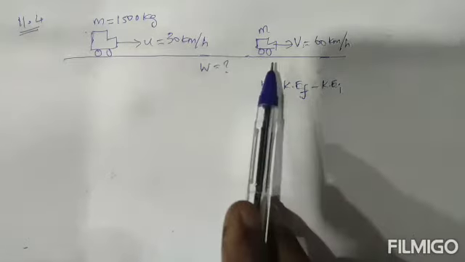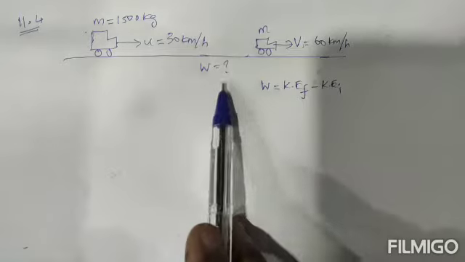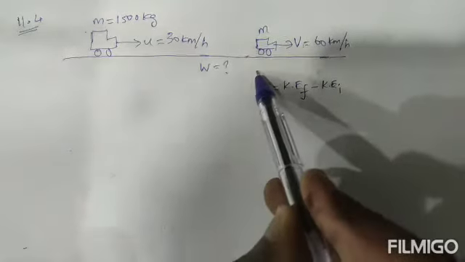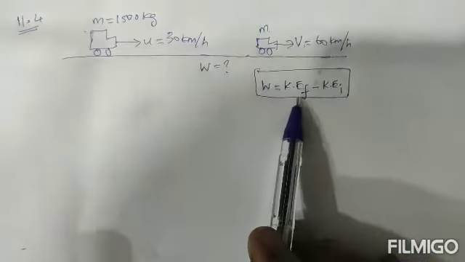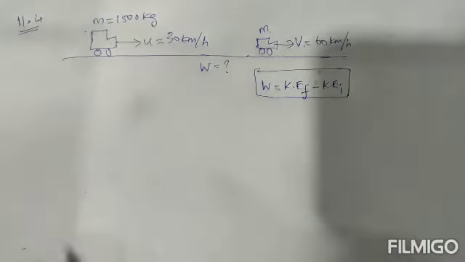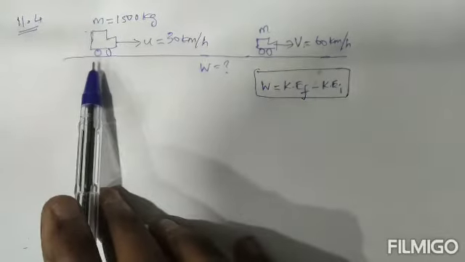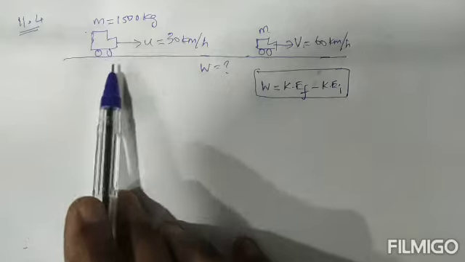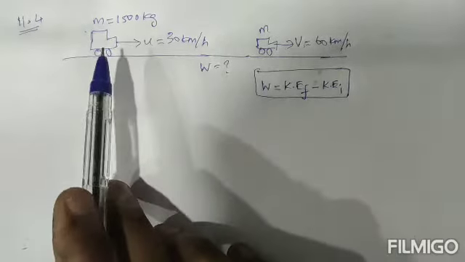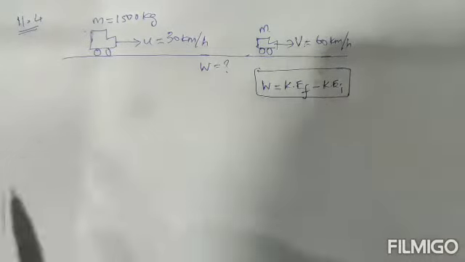So in this situation, what is the work done asking? Work done by the car is asked. Here work done means the change in kinetic energy. Change in kinetic energy means final kinetic energy minus initial kinetic energy. So this only we are going to calculate in this question. Individually, I am going to calculate the work done for the initial situation, then the work done for the final situation, and then we subtract.